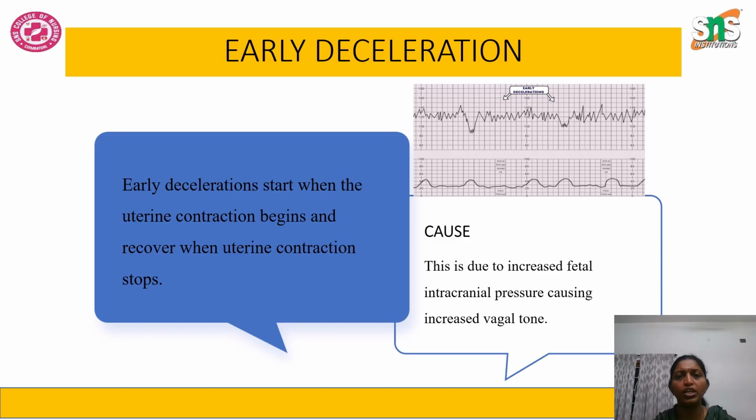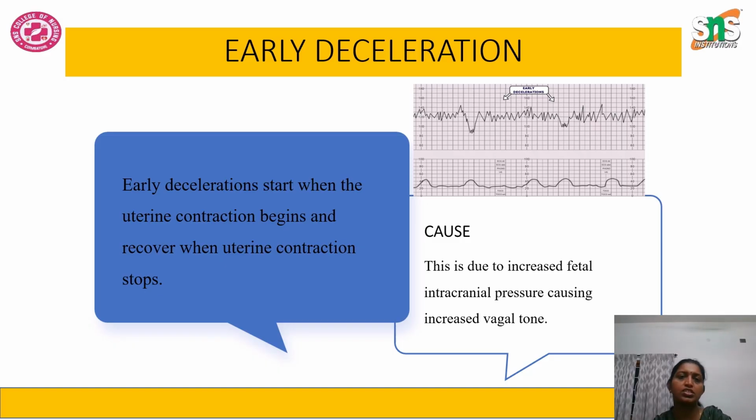First we will see about the early deceleration. According to this graph sheet, it is clearly shown, I think. Early deceleration starts when the uterine contraction begins. It ends when the uterine contraction stops. So it is occurring alongside the uterine contraction. The deceleration may be a decrease of fetal heart rate of 15 beats per minute for a 15 seconds period of time. The cause of early deceleration is increasing intracranial pressure.